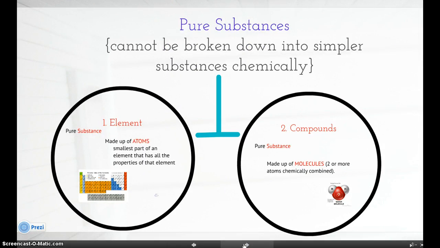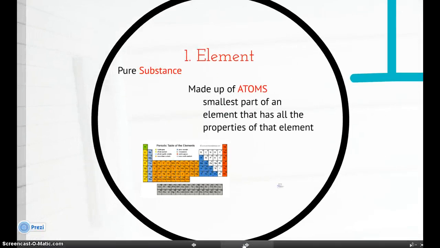Pure substances are things that cannot be broken down into simpler substances chemically, and that's the key part there, chemically. So we have elements and compounds, as you can see here. We'll focus on elements first. Elements are pure substances that are made up of atoms. And atoms, it's a key word you need to know. They're the smallest part of an element that has all the properties of that element. So I'll show you what that looks like.